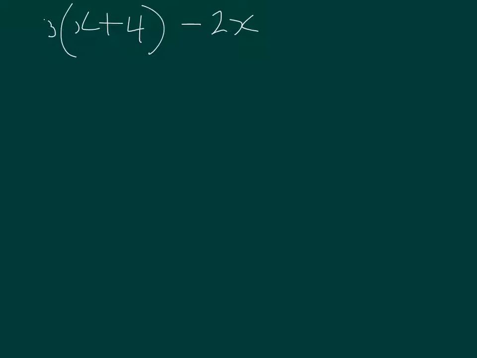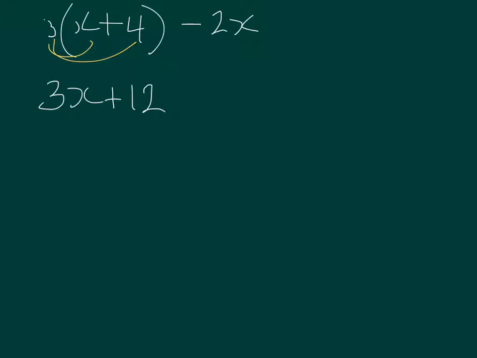Now the key point with algebra is that you always expand your brackets first when you're dealing with expressions. It's a little bit different for other stuff, but when you're dealing with expressions, always expand your brackets. So if we expand this bracket, we've got 3 times x and 3 times 4. And 3 times x is 3x. And then 3 times positive 4 is plus 12.